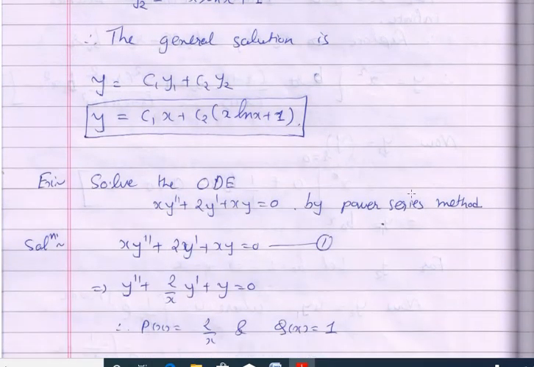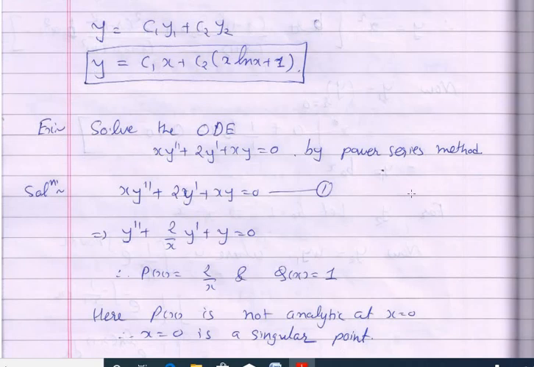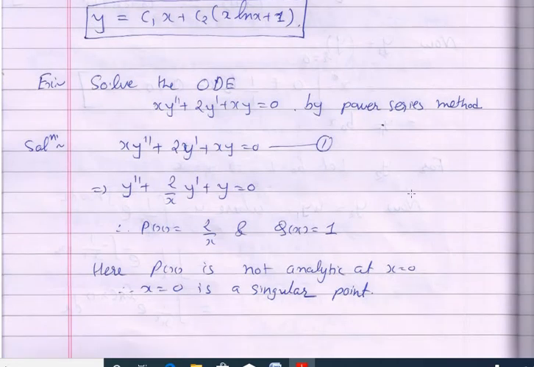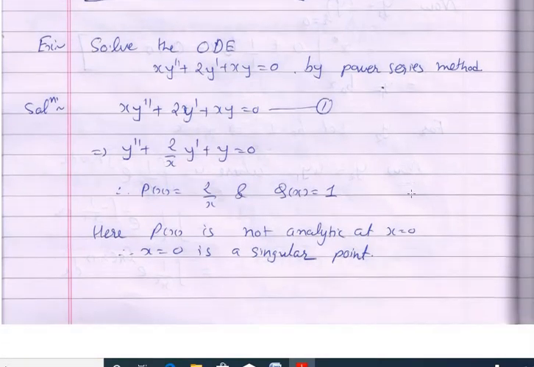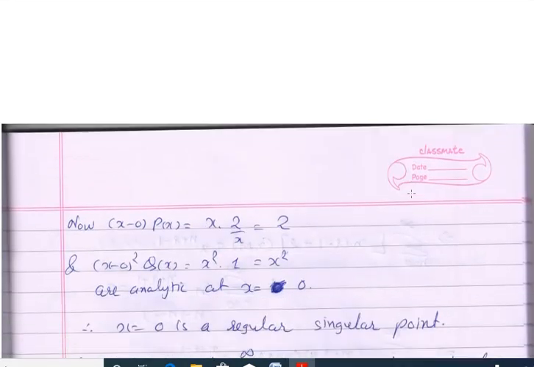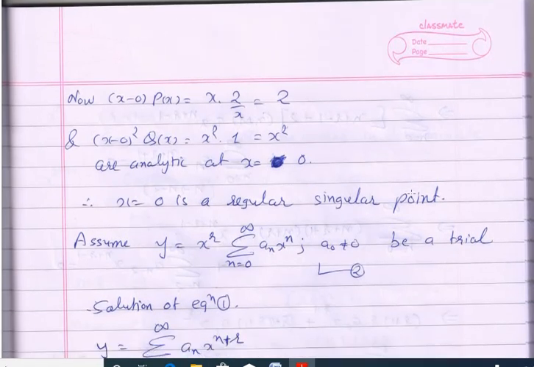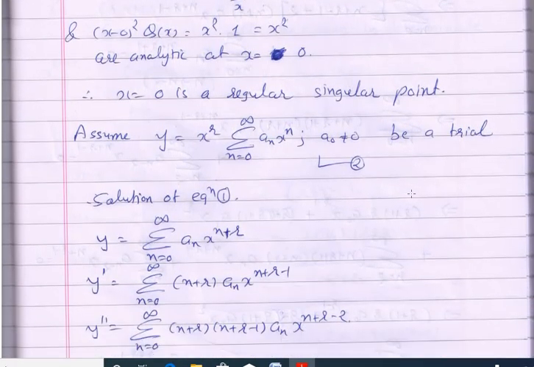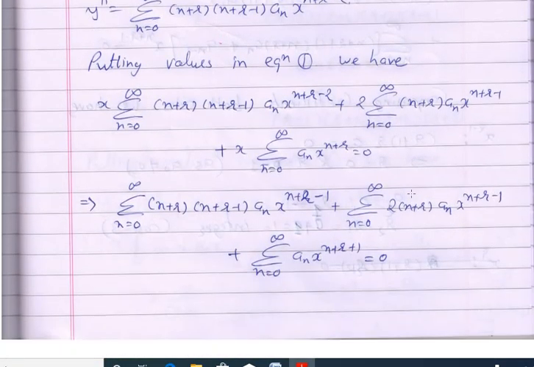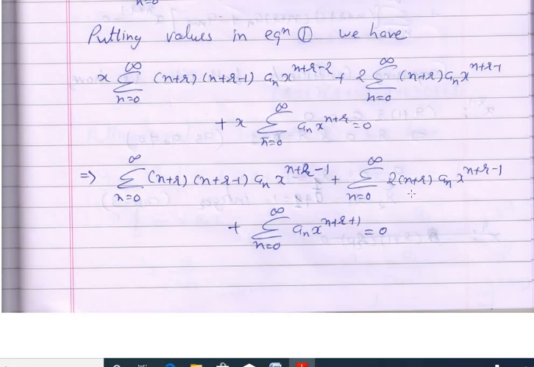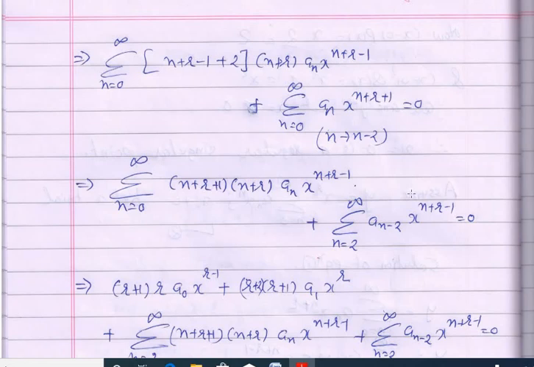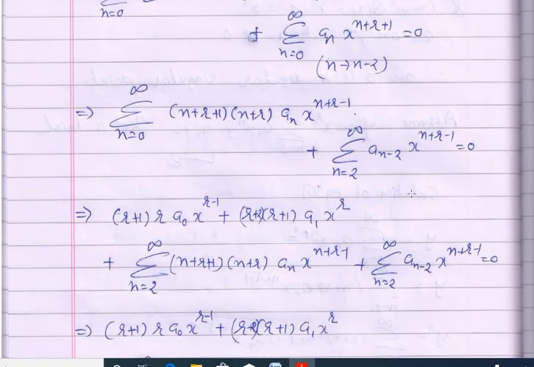Here the last one is a case of non-logarithm one, and check this out by yourself. First we find px, qx; x equal to 0 is a singular point. Then we check it is a regular singular point. Then our standard assumption. Then we put all values in our equation, and from that we compare the coefficients. Up to that it is okay.